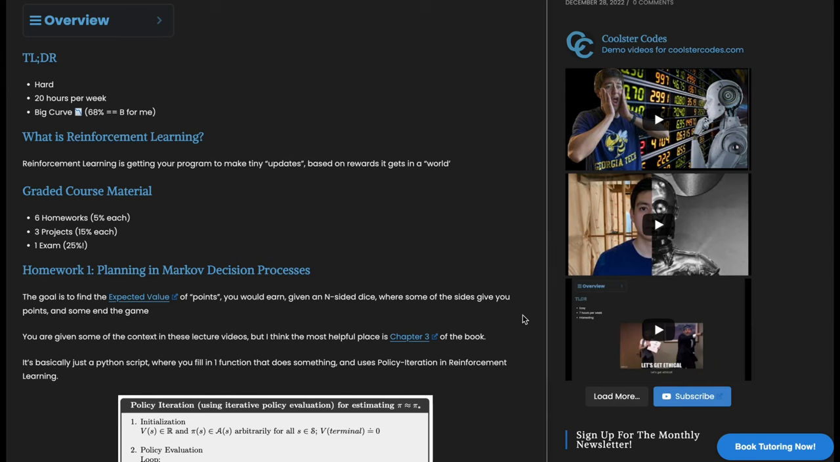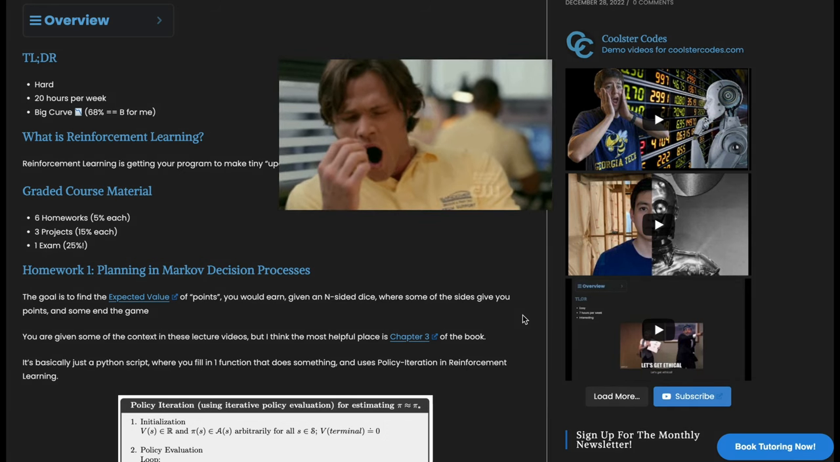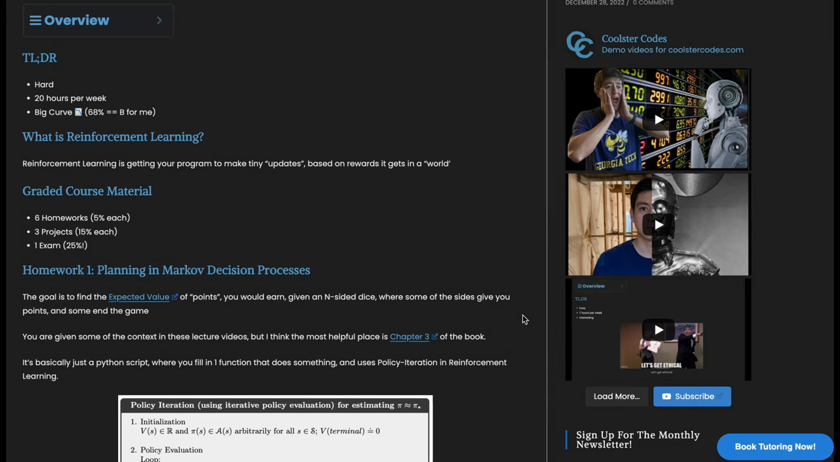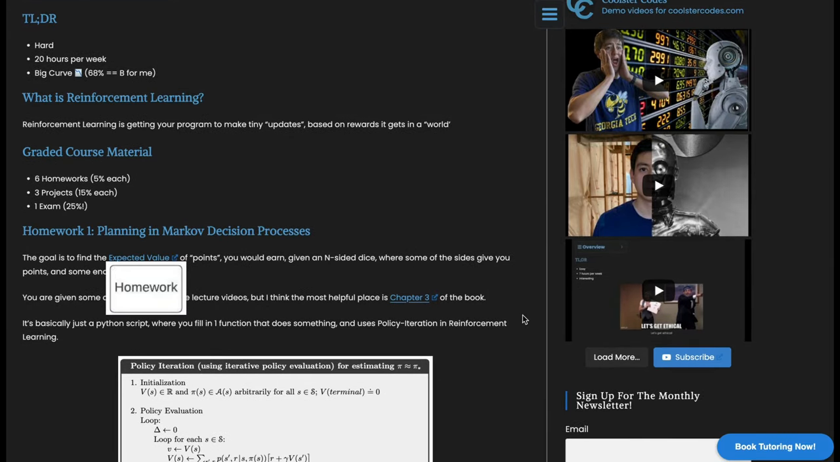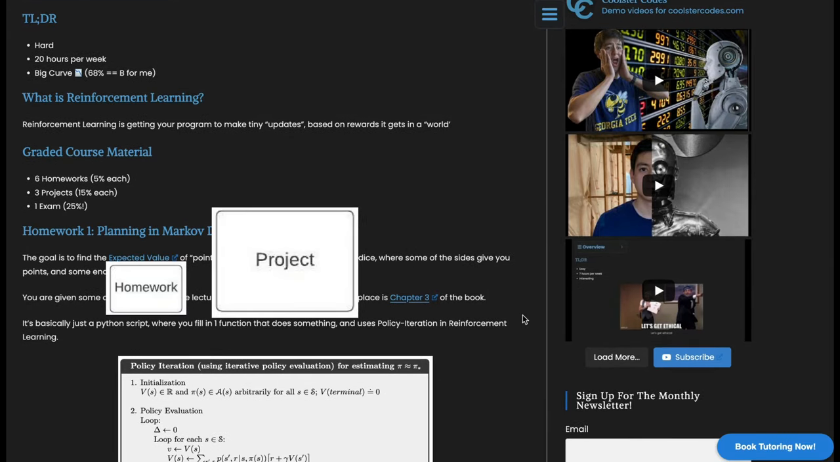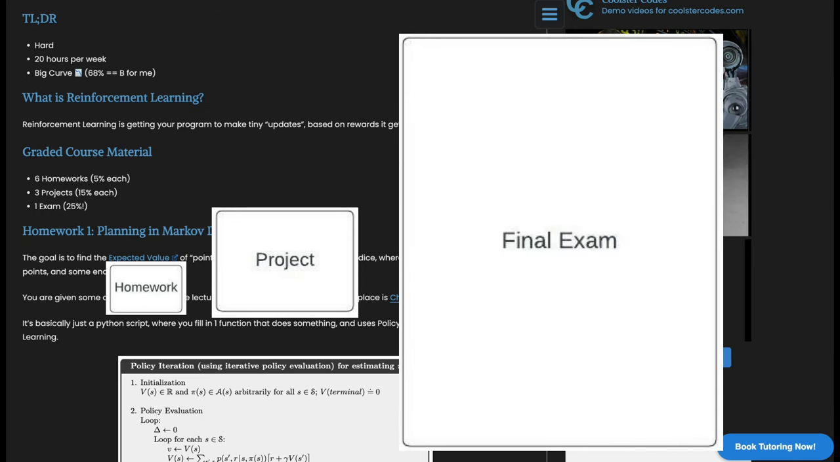So what is reinforcement learning? So basically, it's getting your computer to make these tiny little updates to itself and learn what to do in a specific environment. And this class has basically three things: homeworks, projects, and one exam. Your homeworks are pretty low in terms of your final grade. Your projects are medium size, but your final exam is huge. It's like a quarter of your entire grade.